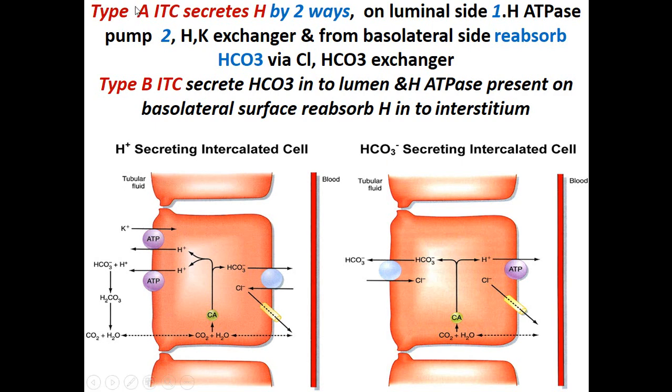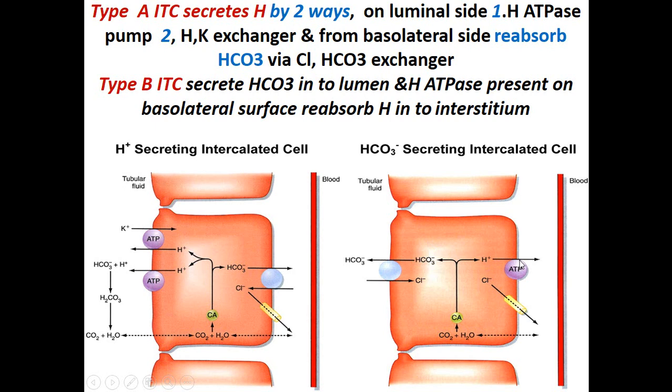One is known as the type A or alpha intercalated cells. Basically, the difference between these two is the presence of the hydrogen ATPase pump. In type 1 or alpha type, the hydrogen ATPase pump is present on the luminal surface. And in the other type, the hydrogen ATPase pump is present on the other side, the basolateral surface.